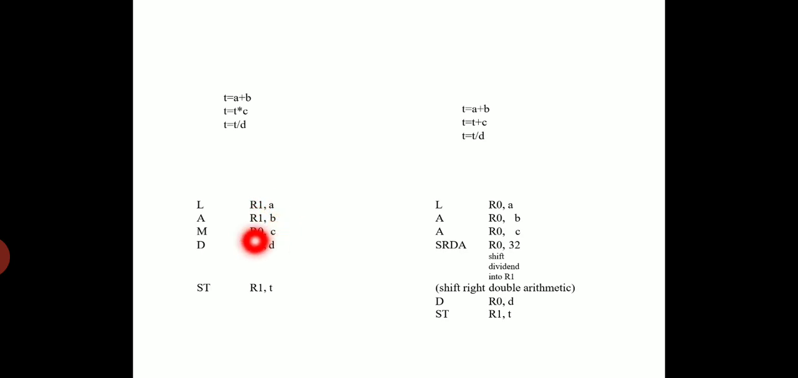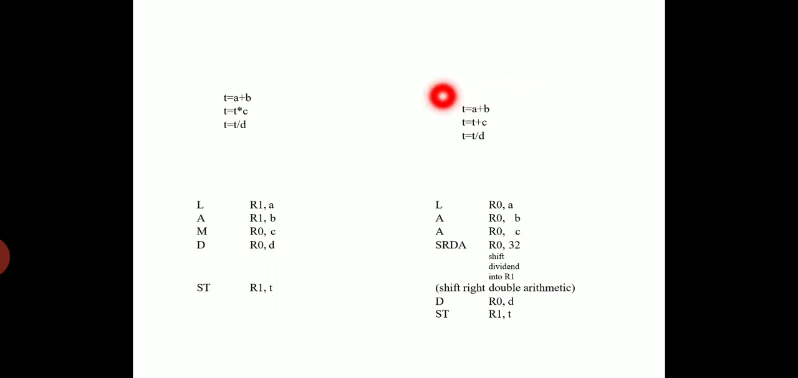Then the division operation will be following that strategy also. Finally it will be storing the result in R1. R1 is having the quotient, because after the division the odd register will be holding the quotient. So here the instruction L corresponds to load, A is add, M is for multiplication, D for division, ST for store.